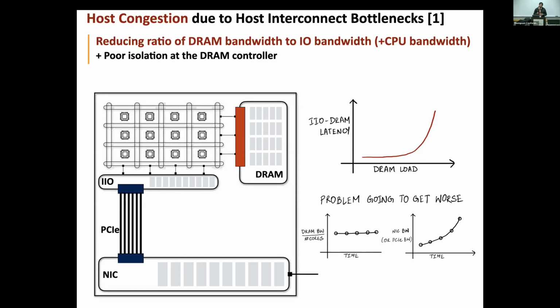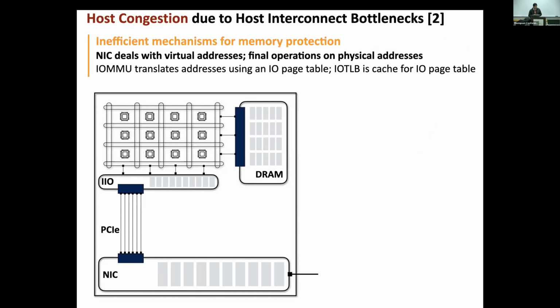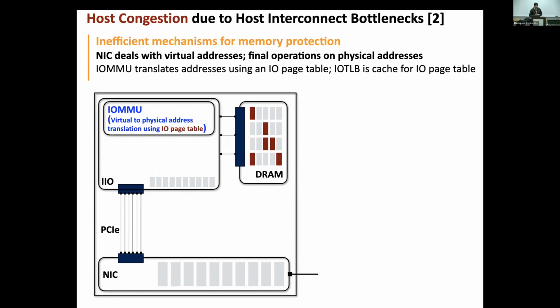Now let's look at another bottleneck, which is slightly more complex. It stems from the need for providing memory protection against the IO devices. Today's NICs are only equipped with virtual memory addresses to provide this memory protection. And the IIO therefore needs the physical address to actually transfer the packets to the memory. So the IIO consists of this device called the IOMMU, whose main job is to perform these translations, and it does that using some IO page table, which sits in the DRAM. And to speed up these translations, the IOMMU also contains a cache called the IOTLB.